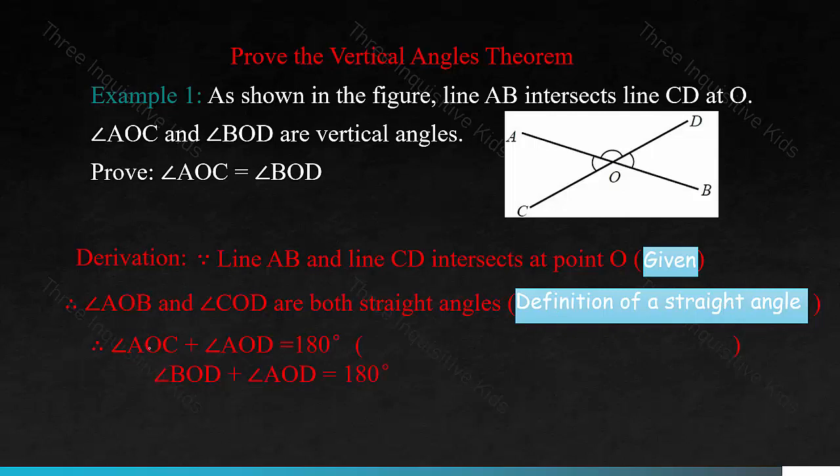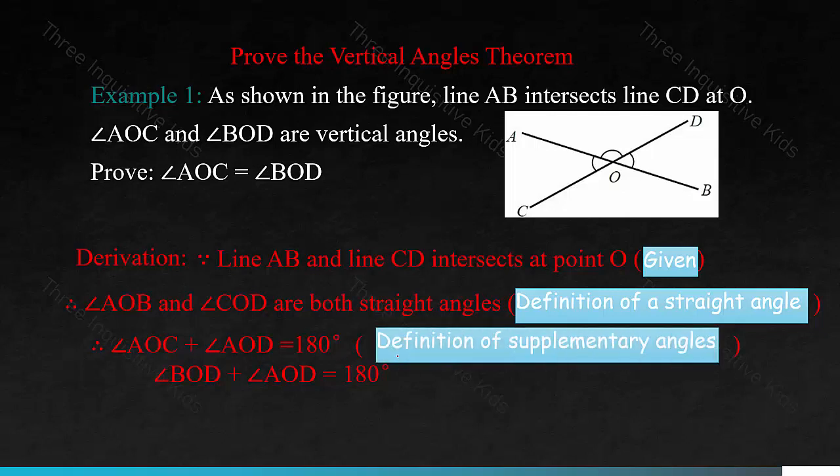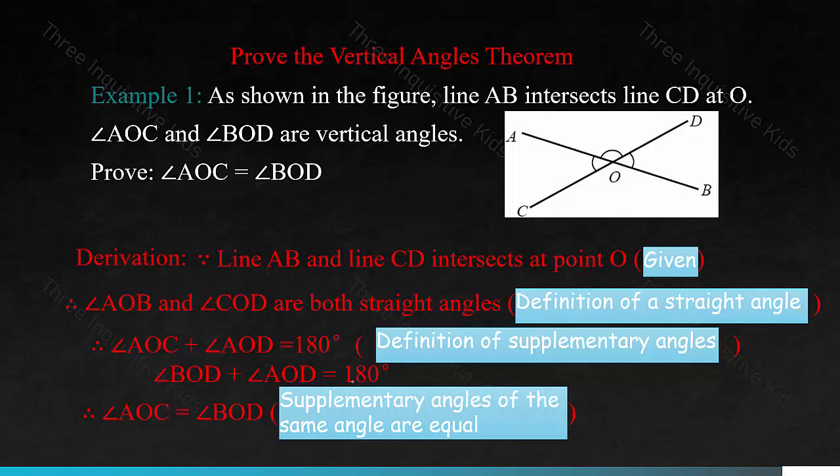Therefore, again, angle AOC plus angle AOD equals 180 degrees. That's the definition of supplementary angles. And angle BOD plus angle AOD equals 180 degrees. Therefore, again, angle AOC equals angle BOD, because supplementary angles of the same angle are equal. So this is how you would write your derivation process when you're proving something. Here we're trying to prove that angle AOC equals angle BOD. We are using two mathematical symbols, because and therefore.